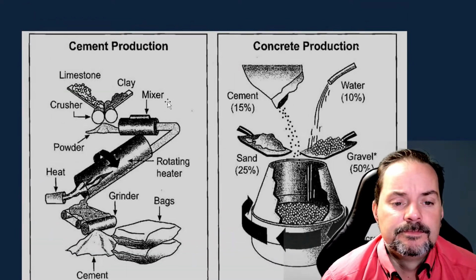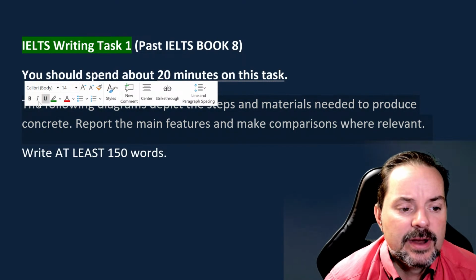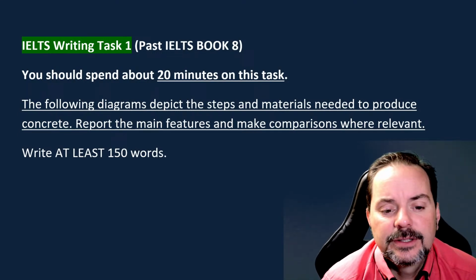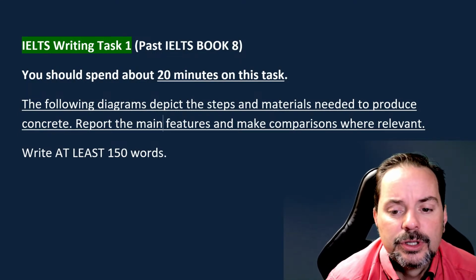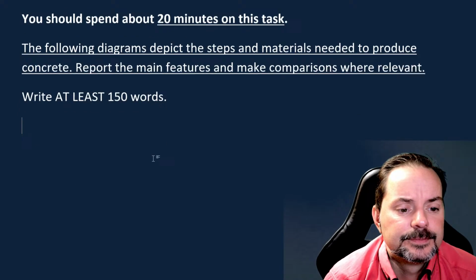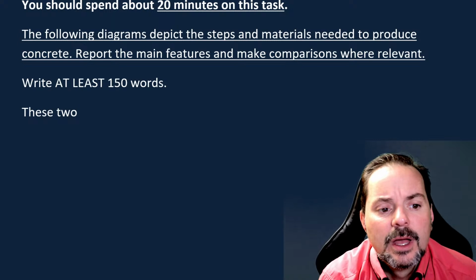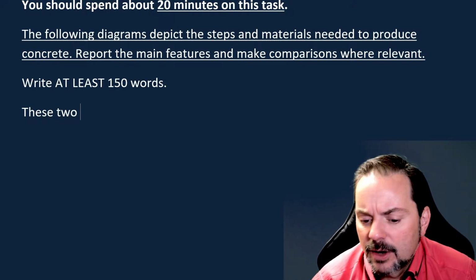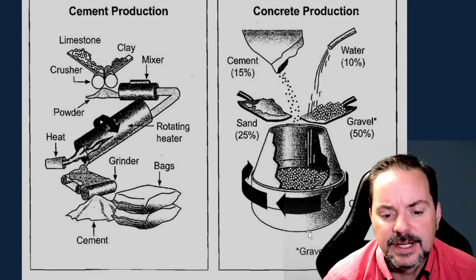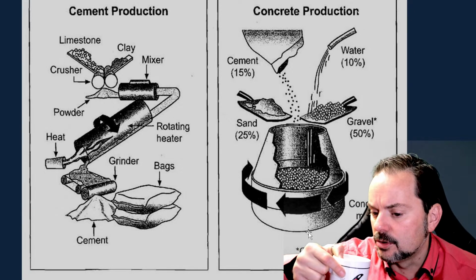Okay, let's do it. Members, let's do this together. So here's the question. The following diagrams, there's two, depict the steps and materials needed to produce concrete. Okay. These two diagrams, instead of diagrams, we can use other words. What would be a good word to use instead of diagram here? Anybody? What would you use? I know what I would use.